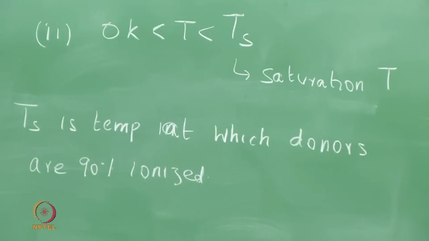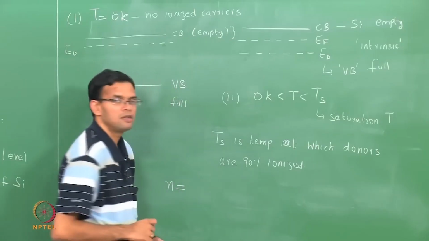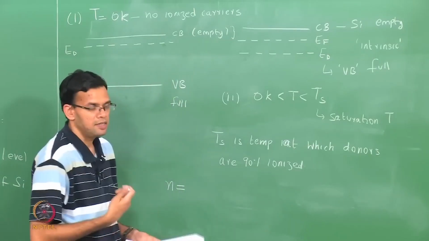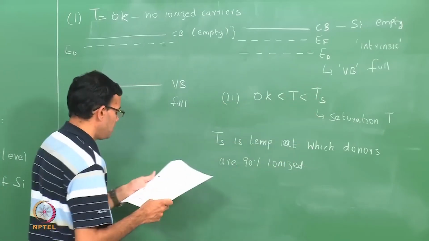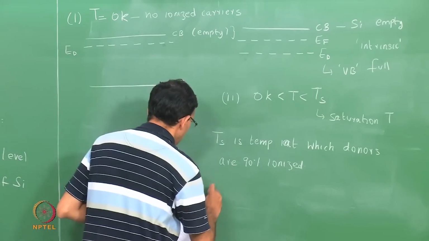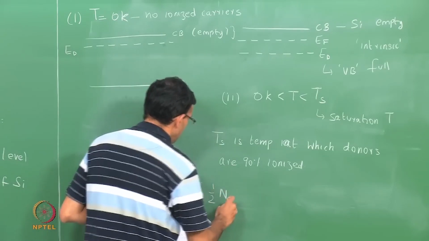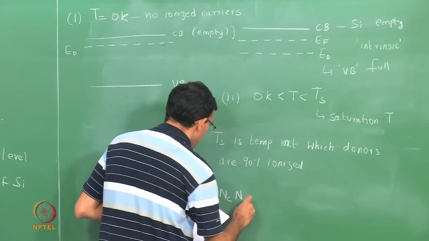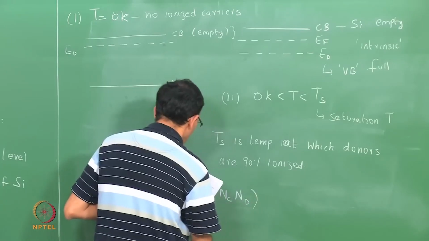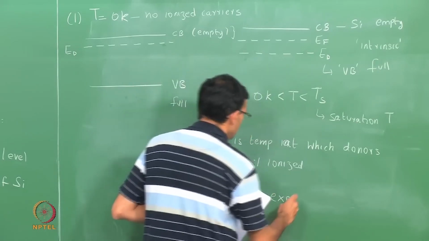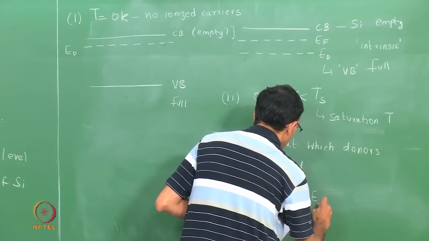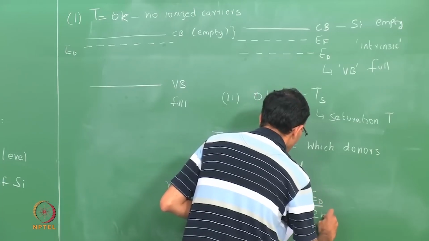In order to calculate the value of Ts, we look at the expression for the electron concentration. We will treat this material as an intrinsic material with the donor level being your valence band. In this case, N is the square root of Nc, instead of Nv you will have Nd, which is your donor concentration, exponential minus Ed over 2kT.